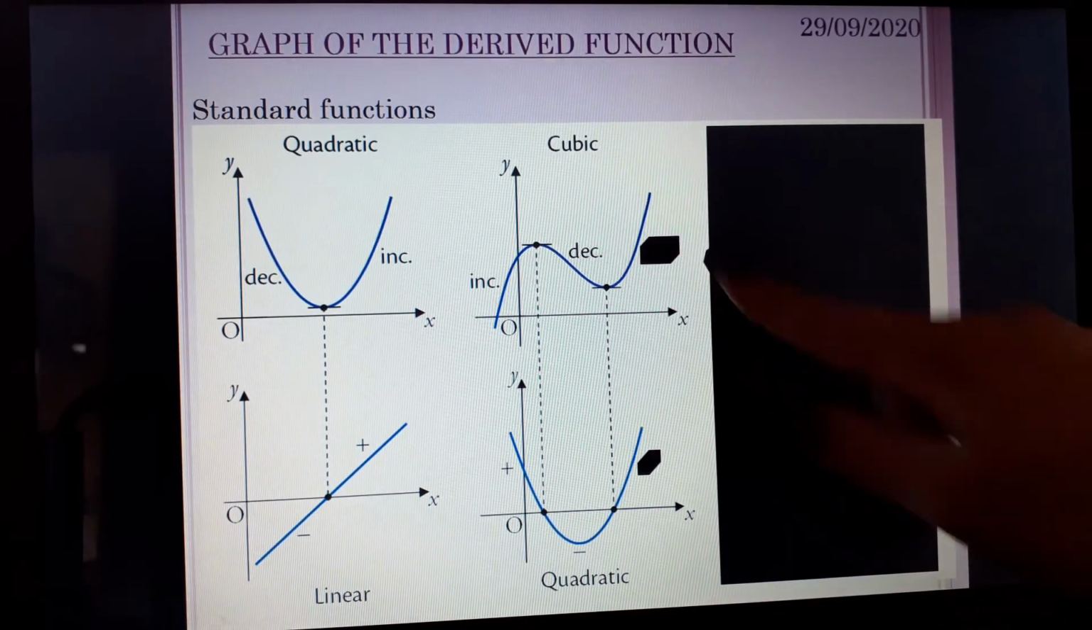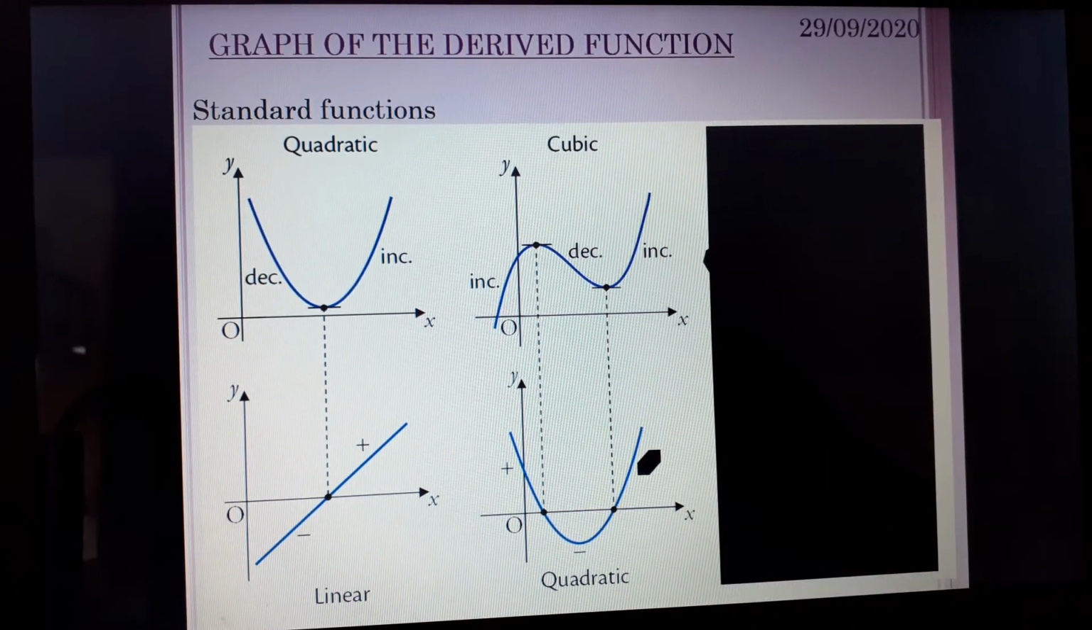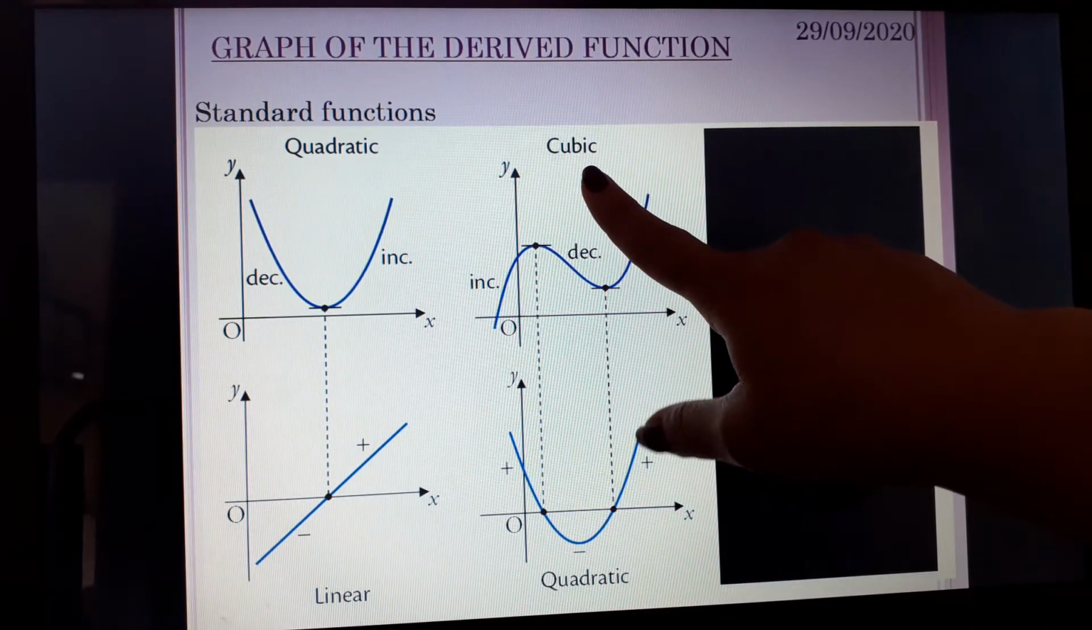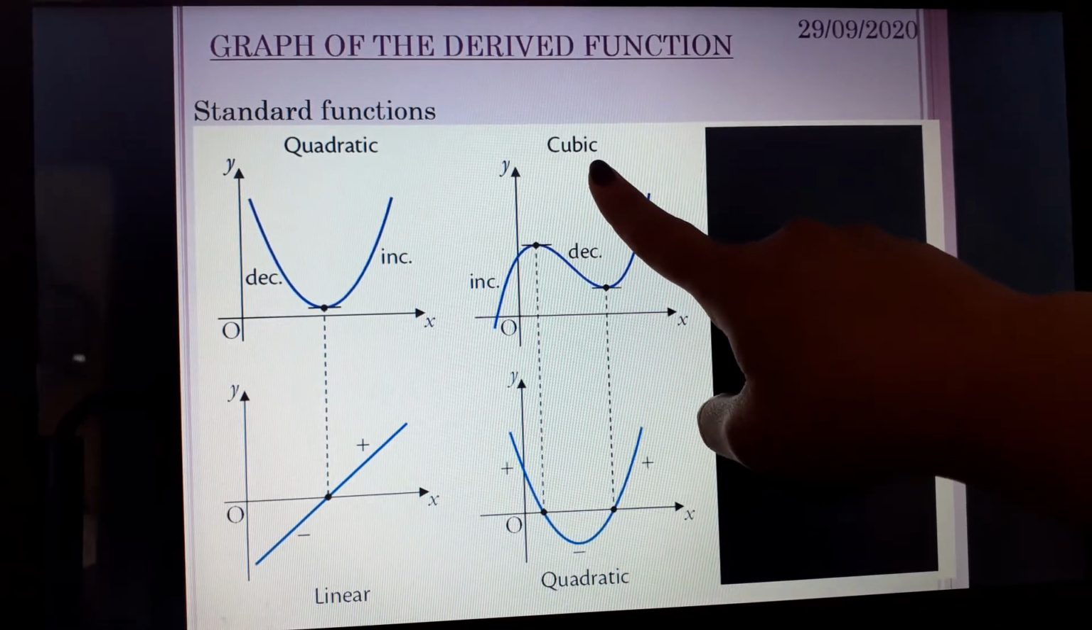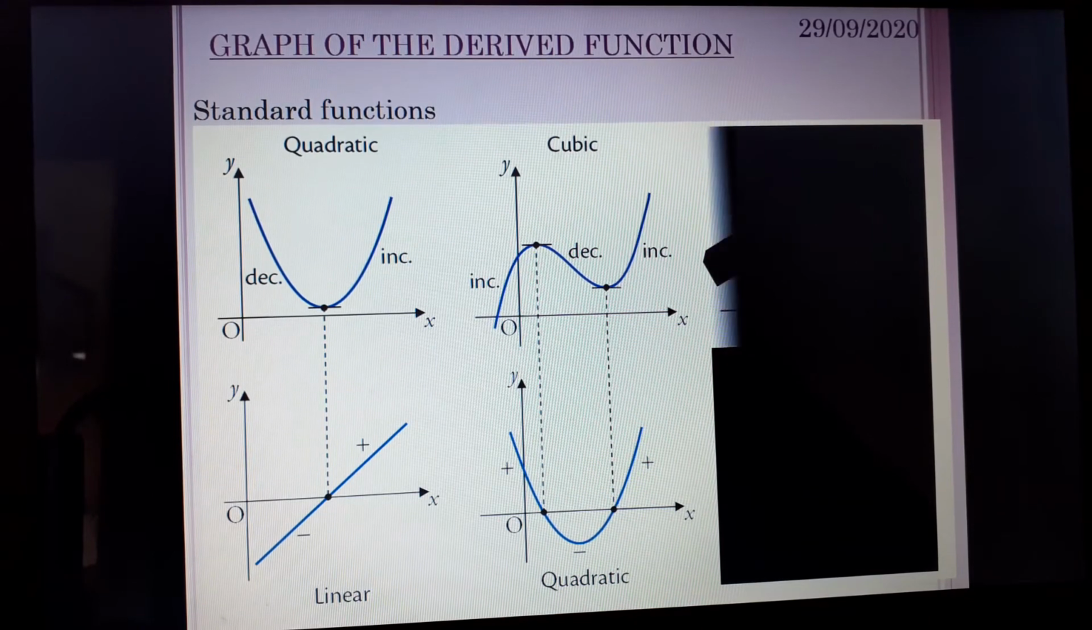And here we have a graph that is increasing. And we have to have a graph here for the derivative which is above the x-axis, positive. Okay? And we can see here that a cubic function, as we showed earlier, would become a quadratic when we differentiate. So the cubic shows the graph of a quadratic when it's the graph of the derivative.